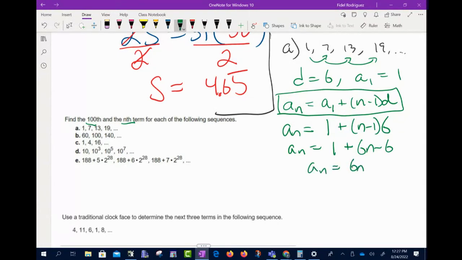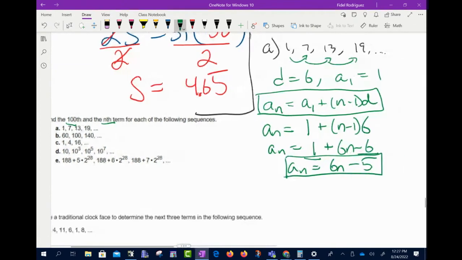And so this is going to be 6n. Anybody know what a plus 1 and a minus 6 is? I have a dollar. I owe you 6. Are we cool? Do I owe you money? How much do I owe you? 5. Because I owe it to y'all, it's negative, right? Okay, so that's my formula for the nth term, right?